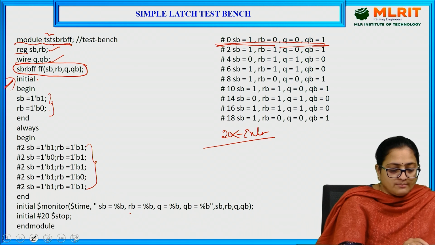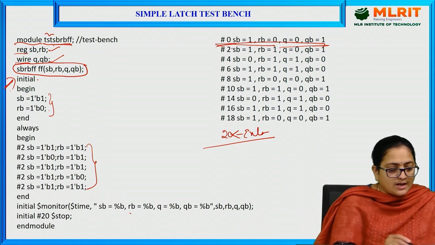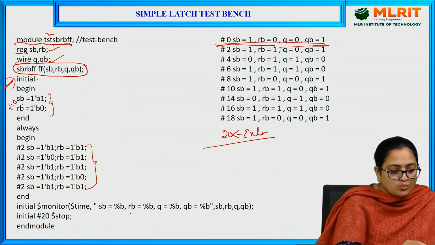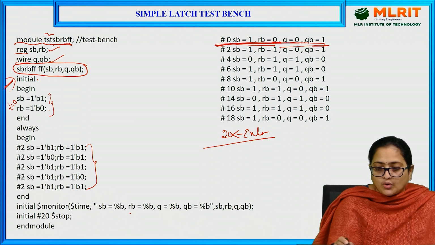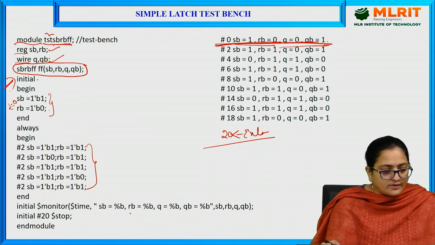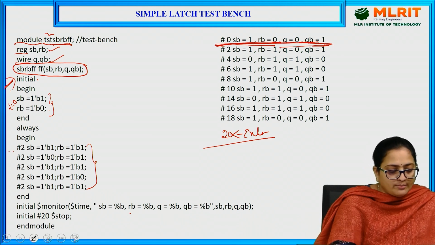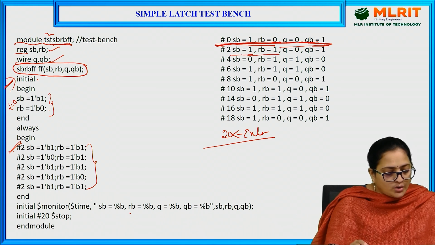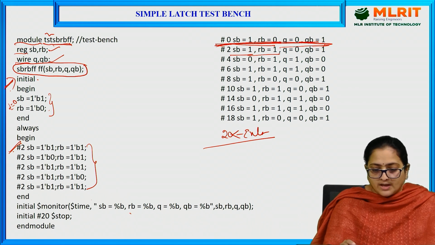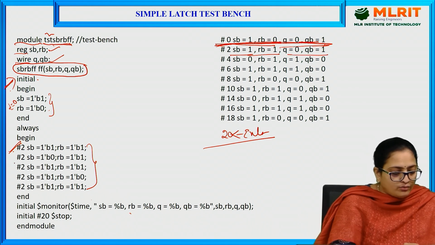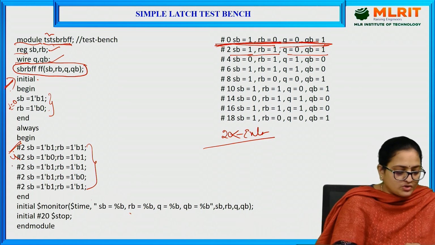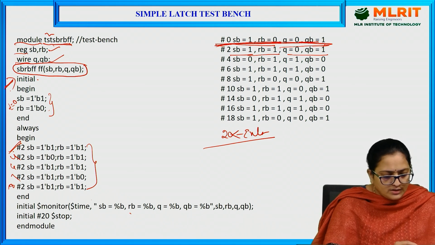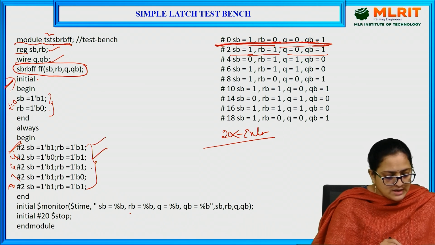So, in the initial begin, I have given different values of SB and RB. I did not mention any time, so it takes time t equals 0, S value will be 1 and R value will be 0. So, Q and QB values will be presented as Q 0 and Q bar will be 1. And after 2 time intervals, I am asking to change S value to 1 and R value to 1. So, Q and QB values will be changed according to SB and RB, which is 0 and 1. Then for the 4th time interval, again the SB RB values will be changed, 6, 7, 8. Then again for 10, 14, 16, 18.